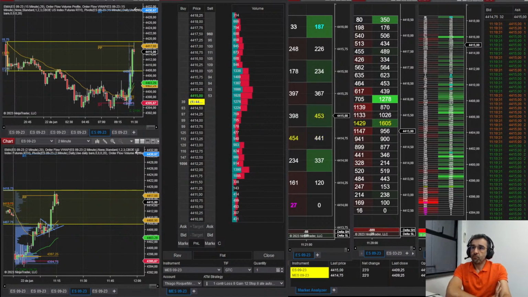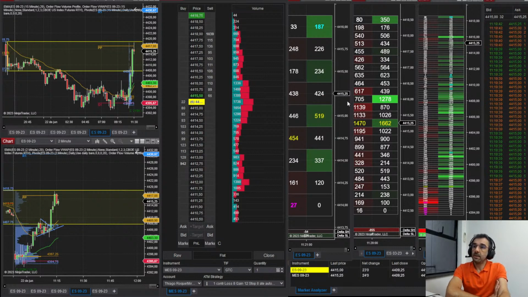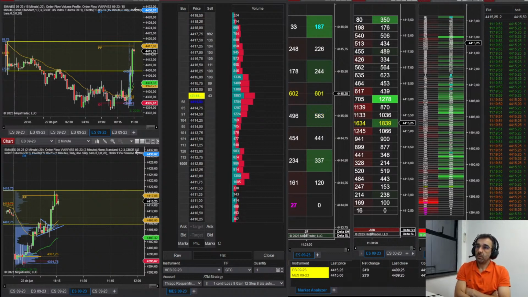Let's see. If failing here and then overcoming the 1650, and we see buyers absorbing above the 16, this could confirm the bullish perspective, and then we could see another try at the 18 and potential breakout.